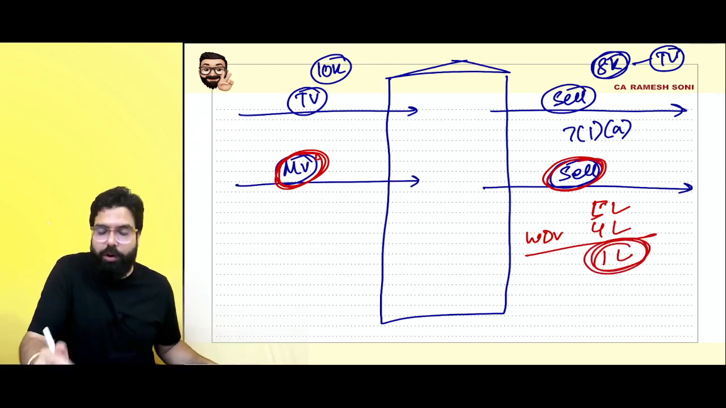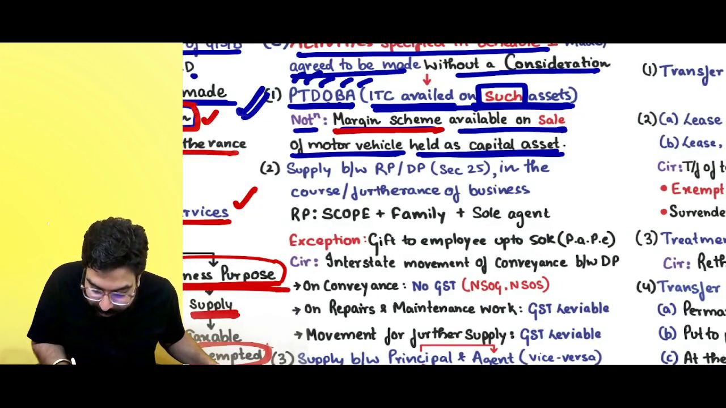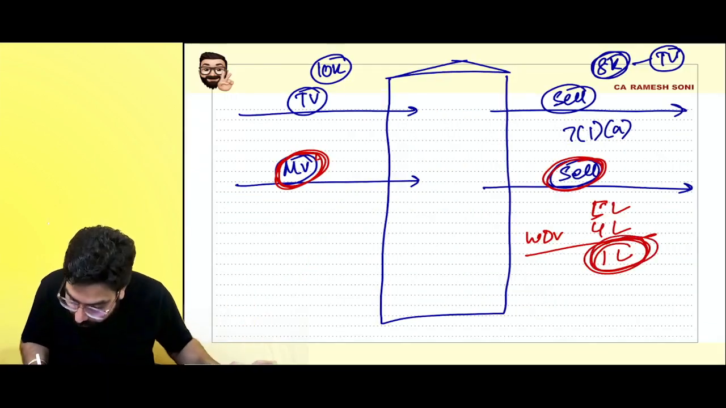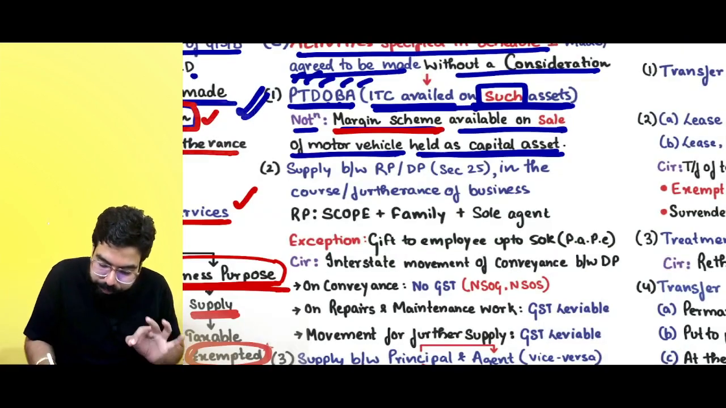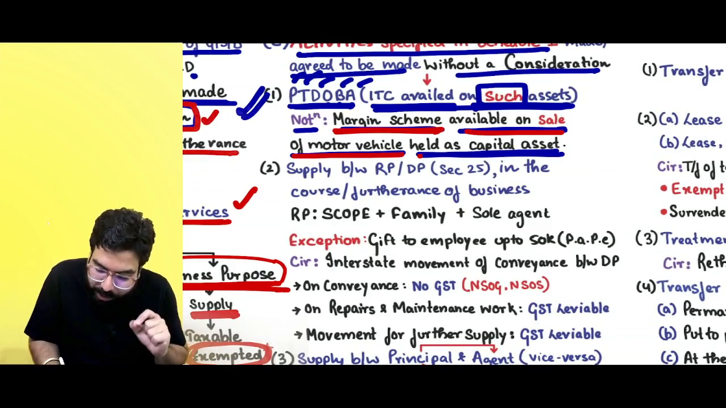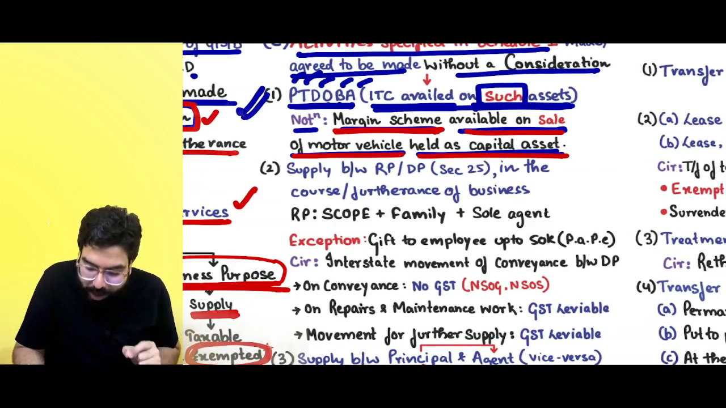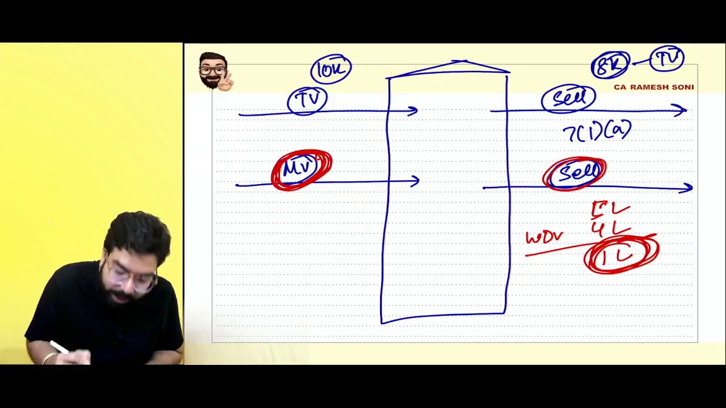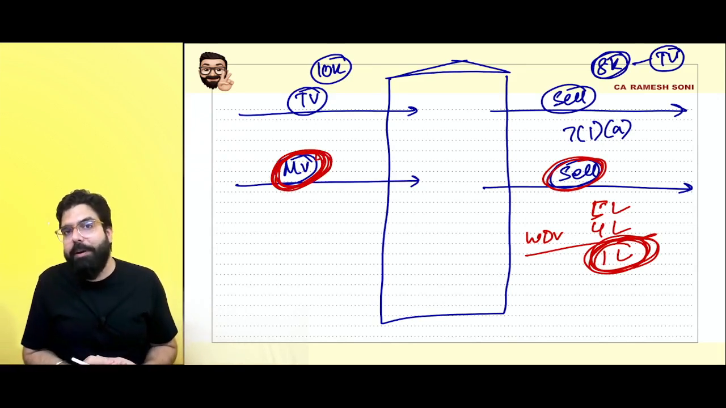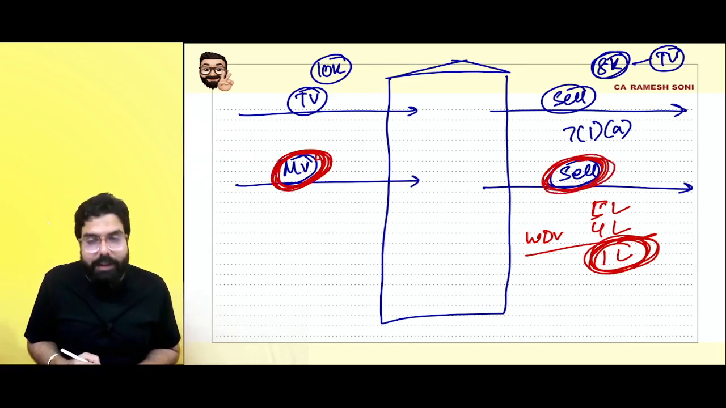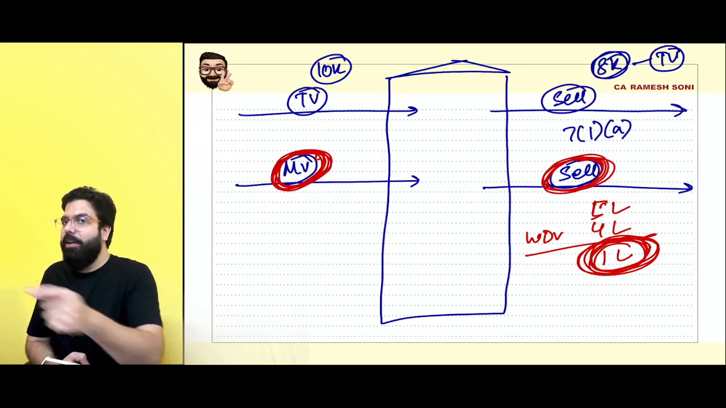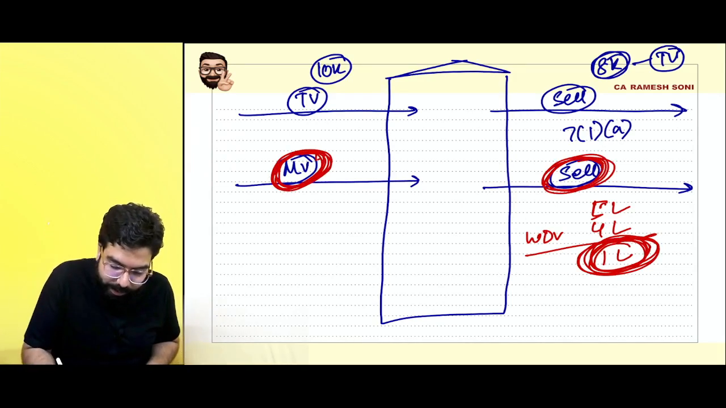This is called the margin scheme: whatever margin you earn on the sale of motor vehicles held as capital asset. If you have held a motor vehicle in your business as capital asset and you sell it, then only on the differential do you have to pay GST. Point is clear.